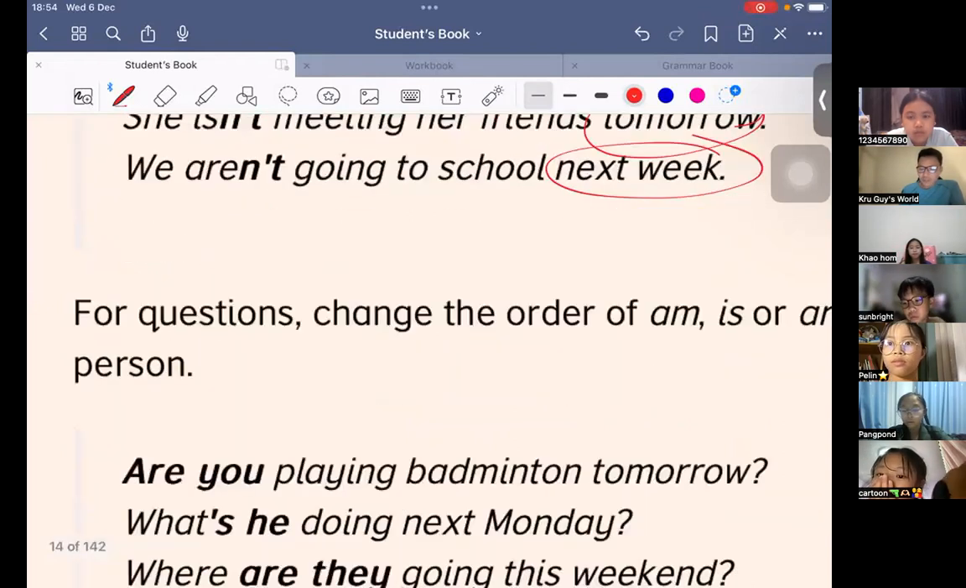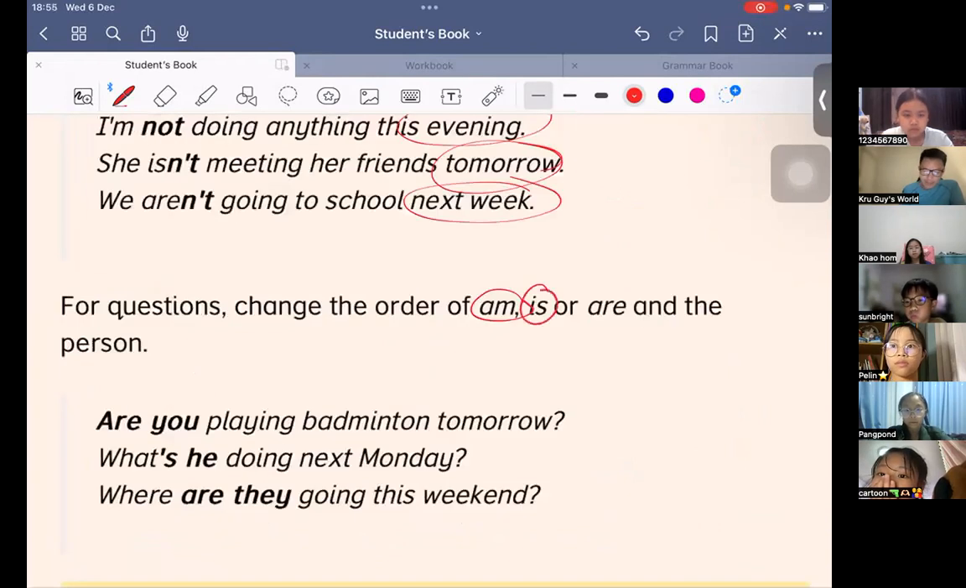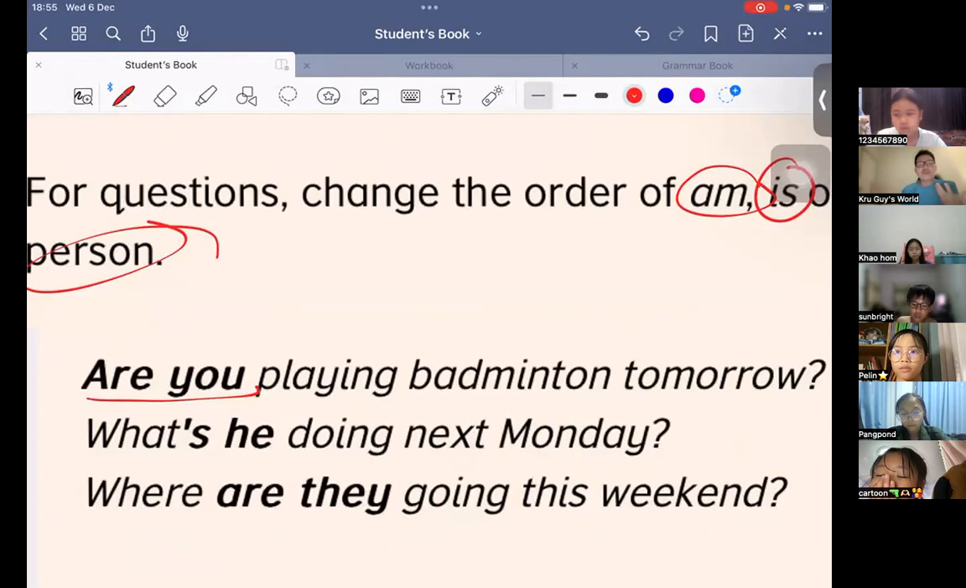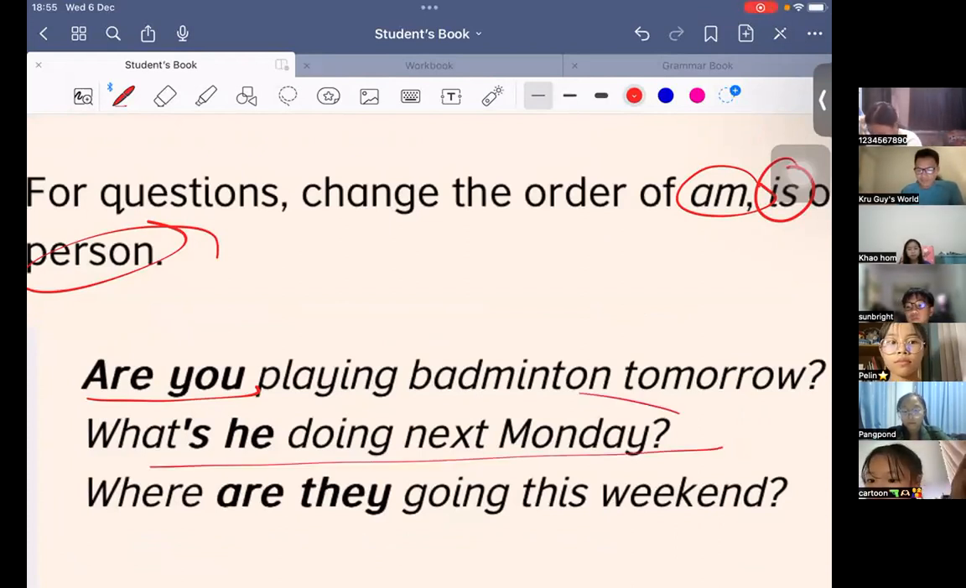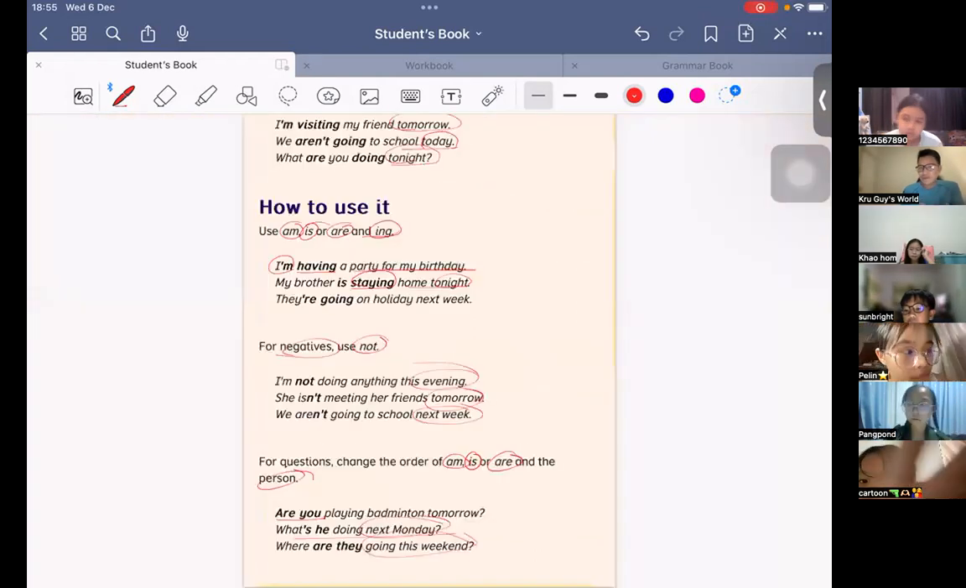For questions, we change the order of am, is or are, and the persons. Are you playing Batman tomorrow? Are you going to school tomorrow? Yes, I am going to school tomorrow. What's he doing next Monday? Where are they going this weekend? All right, so this is very easy for you.